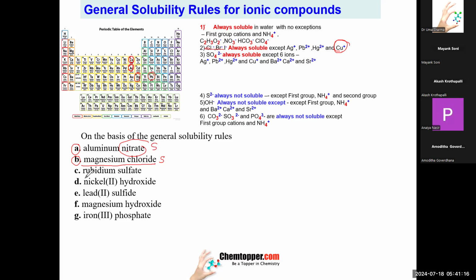Rule number 1. Rubidium sulfate. Soluble, not soluble? Soluble. Which rule are you following for this? Which rule? 1, 2, 3? Yeah, 3 and 1. 1 also. Rubidium here, first group, always soluble. Okay, now let's see D.